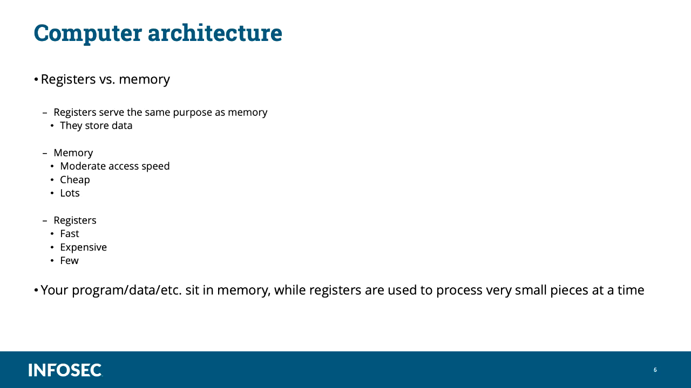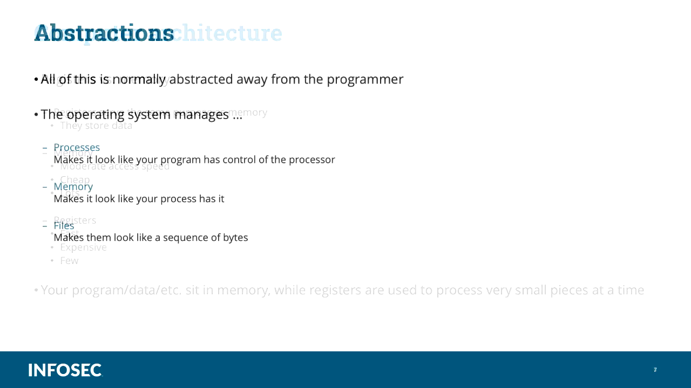Now, registers versus memory. Registers serve the same purpose as memory. In effect, they are ways to store data. But memory is a moderately accessed speed. It's cheap, so you tend to have a lot of it. Registers are very fast when compared to memory, but they're also very expensive, and so there are very few of them on a system. Your program, data, etc. is all sitting in memory, while registers are used to process very small pieces of data at a time.